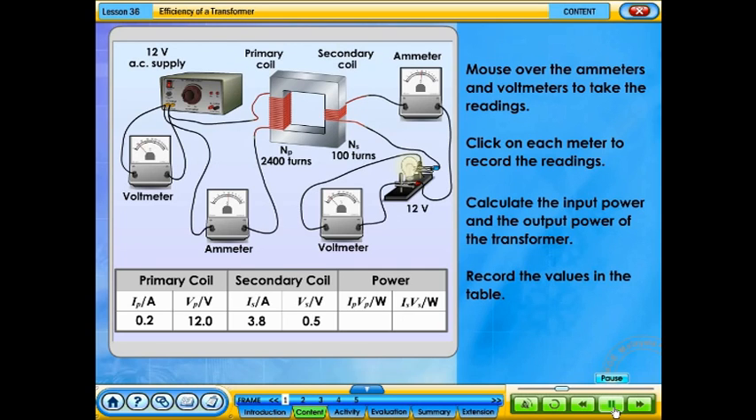Calculate the input power and the output power of the transformer. Record the values in the table.